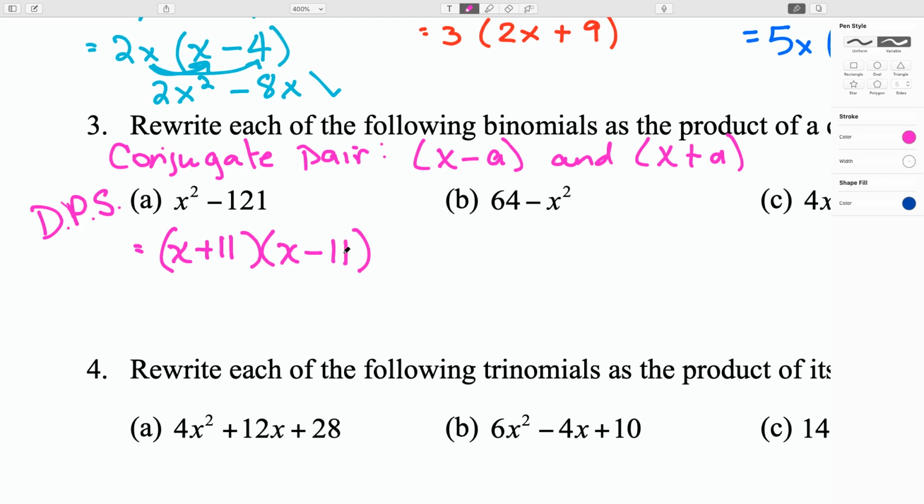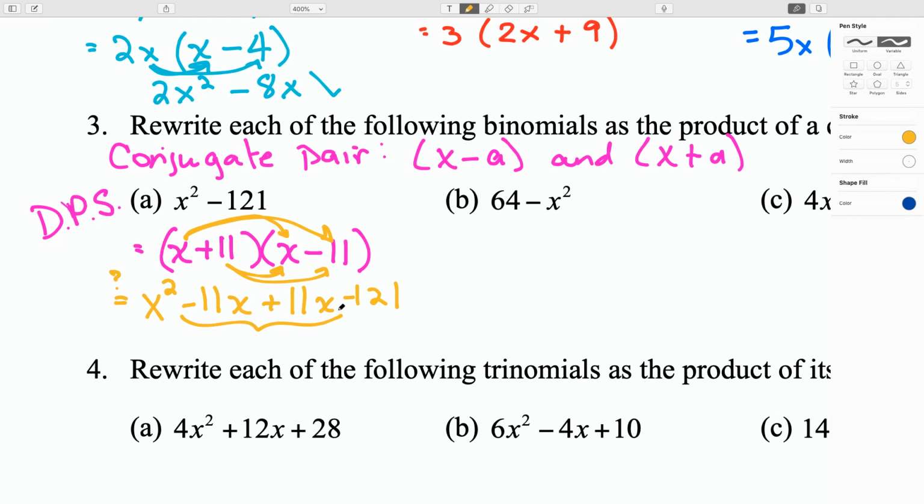Let's just double check to make sure. We would do x times x. This is our check. I like to put a little question mark there to show that we're checking. Is it equal? So x times x is x squared. x times negative 11 is negative 11x. 11 times x is positive 11x. And a positive 11 times a negative 11 will give me negative 121.